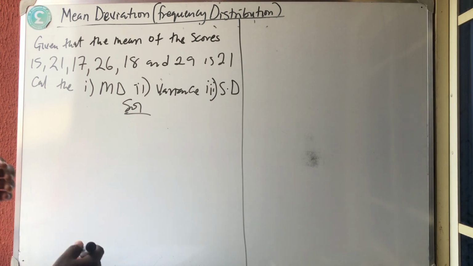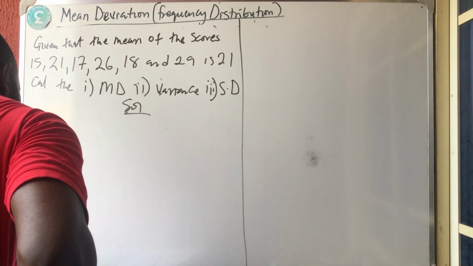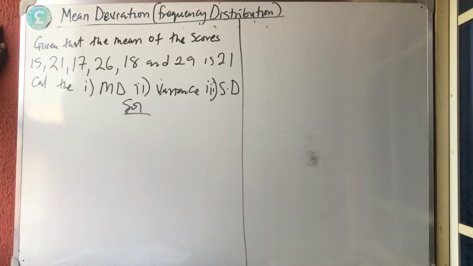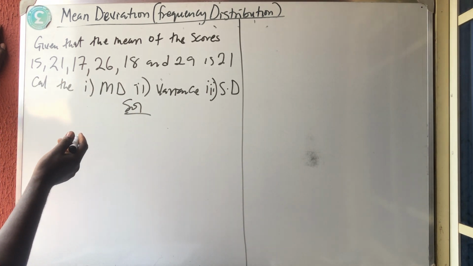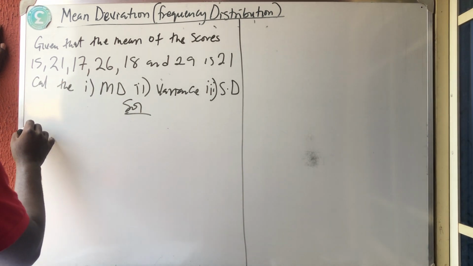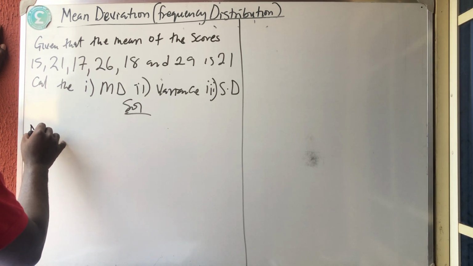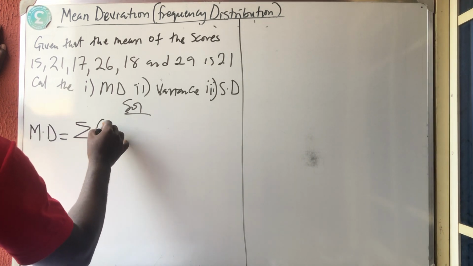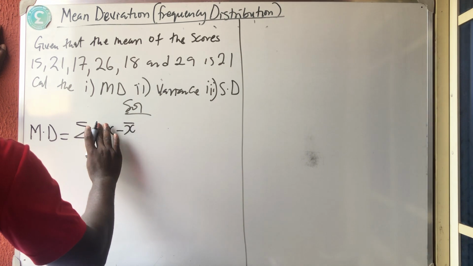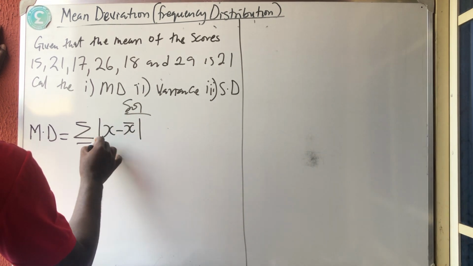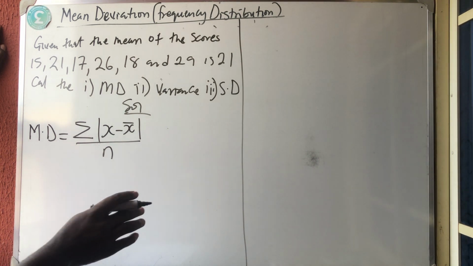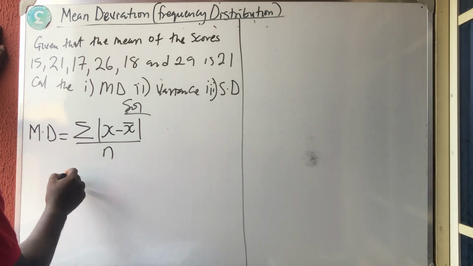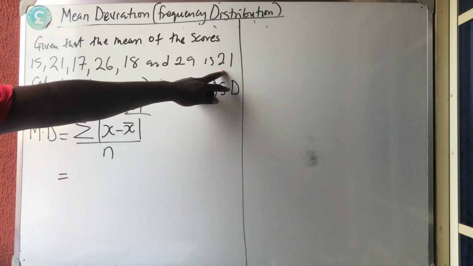Our formula simply means, this one, and there is no frequency in this one. So my formula for mean deviation is simply the summation of, there is no f now, only the absolute value of x minus x bar all over n, the number they are, because there is no frequency here. So just go straight to the point. They've given us the mean as 21.